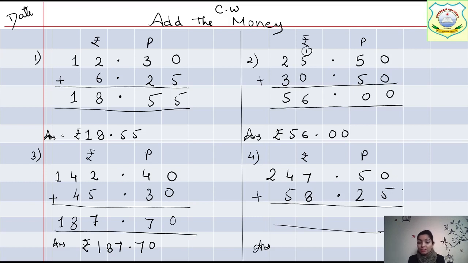Now 5 plus 0 is 5. 5 plus 2 is 7. The decimal will be in the same line. Now 7 plus 8, this is 15, carry 1. Okay, carry 1. So 5 plus 4 is how much? 9 plus 1, 10. So we got here 3. So what answer have we got? Rupees 305.75. 305 rupees and 75 paise.